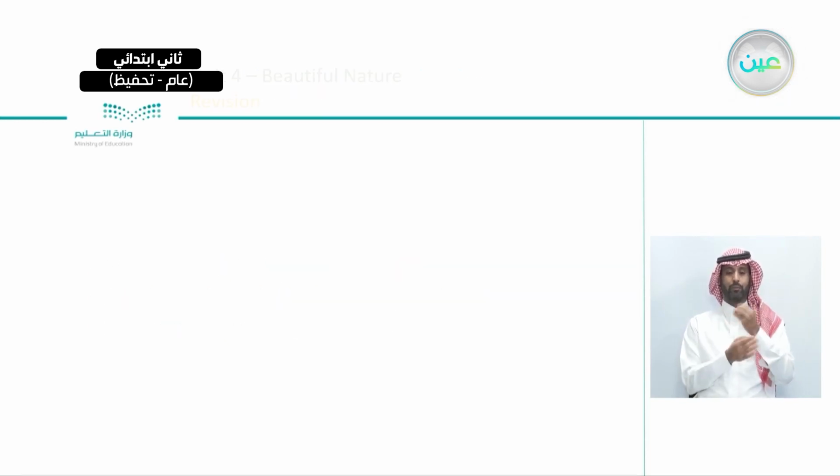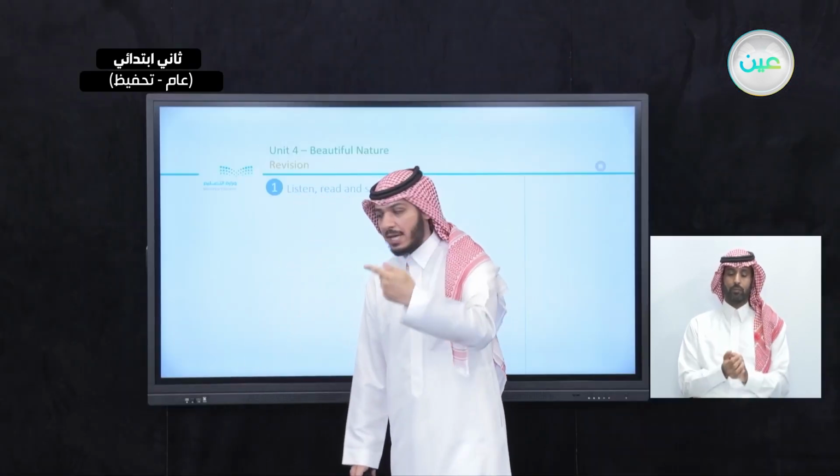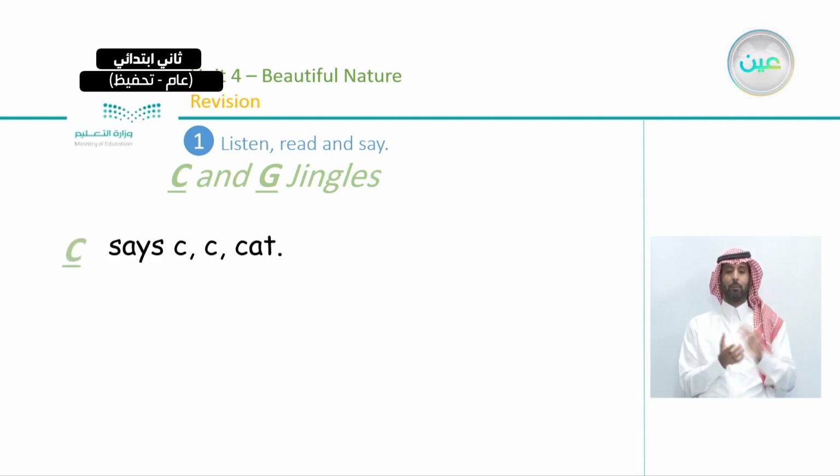Okay, so before we start, let's make a revision for the last lesson. So, number one, listen, read, and say. Okay, so we have C and G jingles. So we have two letters here, C and G. Okay, the sound of C is K. The sound of G is G. Okay, so C says K, K, cat.